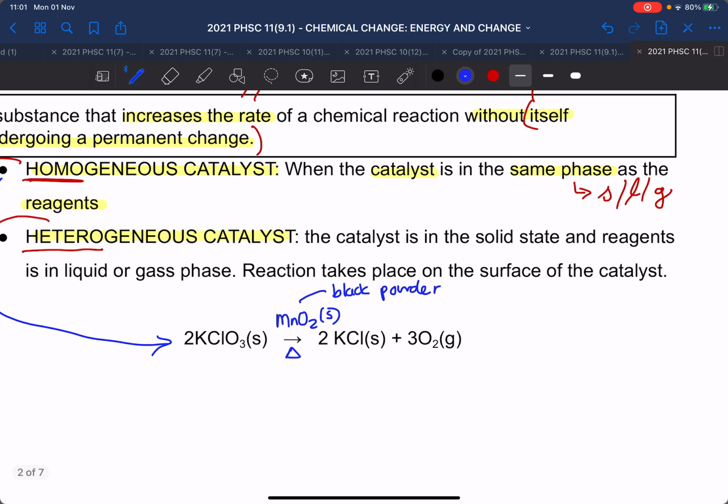Then we're going to get potassium chloride and oxygen gas. How do we test for oxygen? How do you test for oxygen gas? How do you test for oxygen? A glowing splinter.